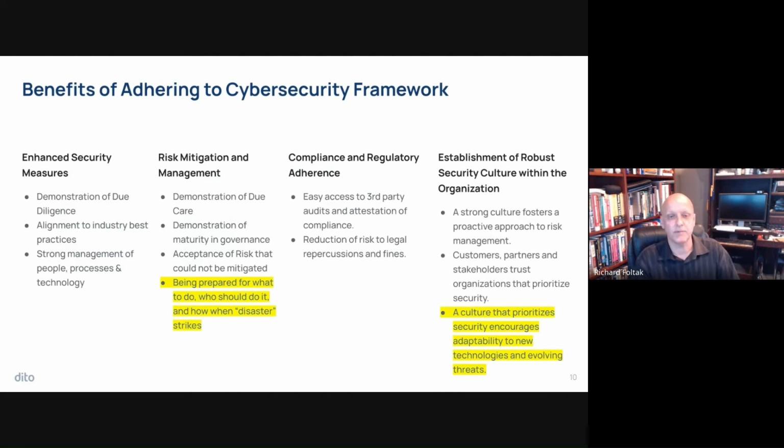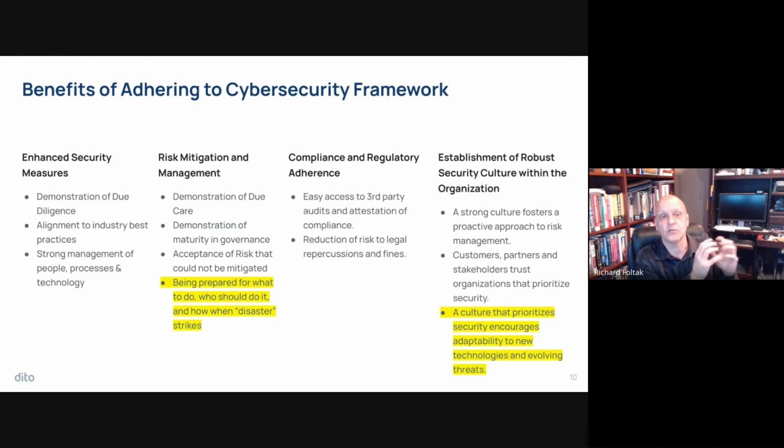I think a lot of people think that if I do everything right, things will always work out. Well, life isn't like that. I'm sure most of us understand that. So be aware that this is where the enhanced security measures come in and they demonstrate that you have immediate alignment with industry best practices and strong management, people, process, and technology management around your environment.